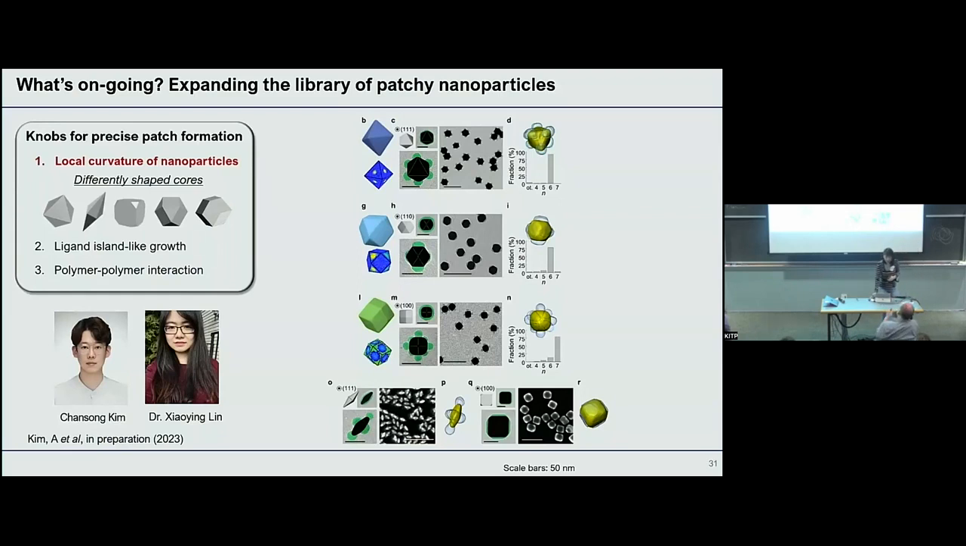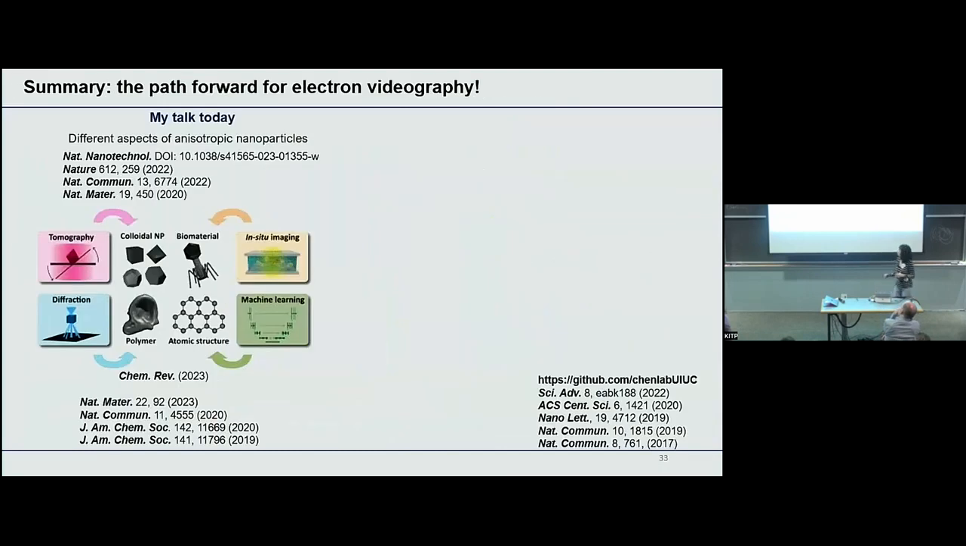So with that, I'd like to summarize how we see the power of electron videography. I'll give you a few examples. I want to highlight that with the recent advancement of electron microscopy, there's really unlimited possibilities out there. We summarize our thinking and also current literature in this Chemical Reviews paper we just published.